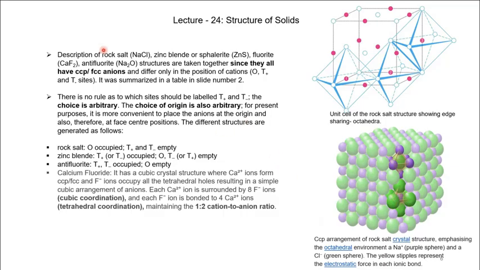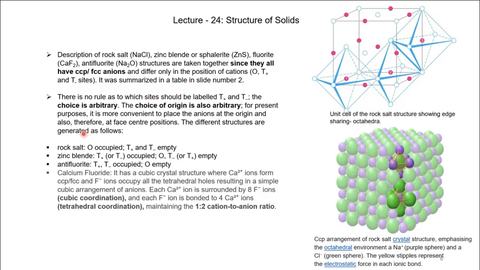So, to describe structures like this, we are talking about rock salt, zinc blende, which is named sphalerite, fluorite (calcium fluoride), and antifluorite, the sodium oxide structure. We can group these structures. Why? Because all of them have a cubic close packed arrangement of anions, or a face-centered cubic lattice of anions, and they only differ in the position of the cations. We can say octahedral, tetrahedral, and tetrahedral sites. That's what we showed in slide number 2. How it is possible.